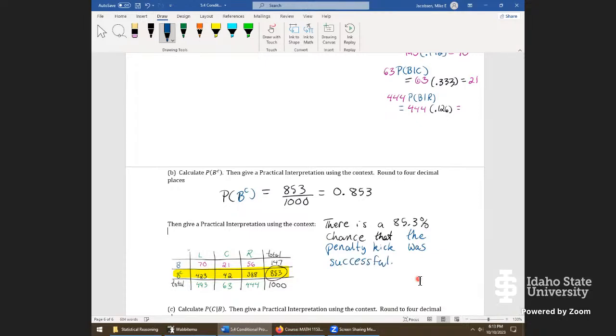Meaning they did score a point on that kick. So if you want to, you can change the wording here a little bit. You don't necessarily have to read this out verbatim. Well, any questions, folks, on this one here? Okay, we're off to a great start. That's our first probability computation.